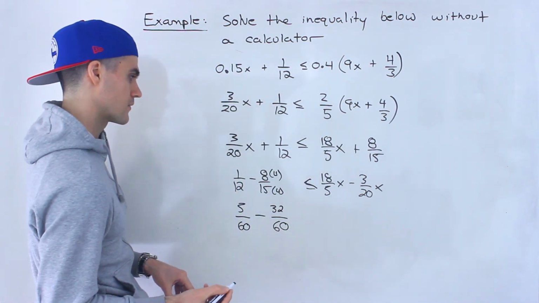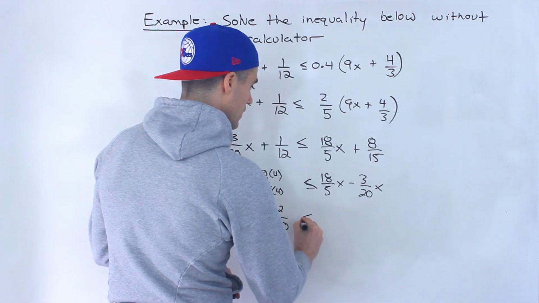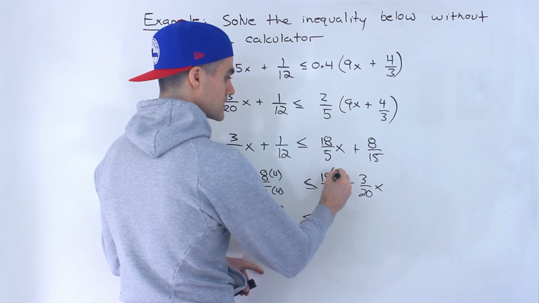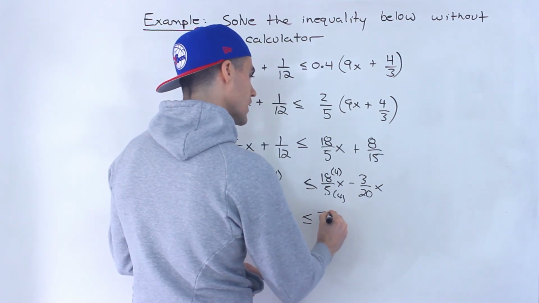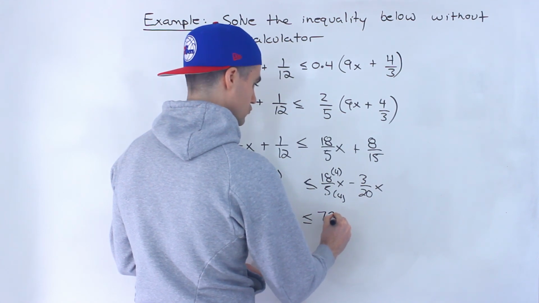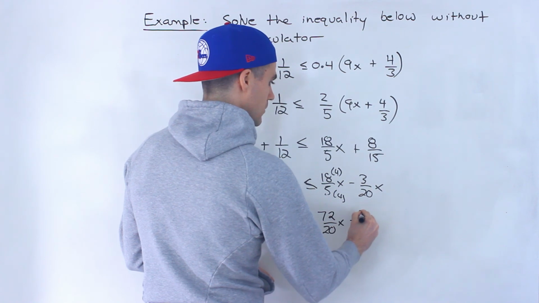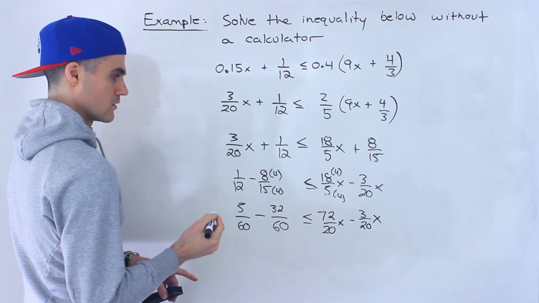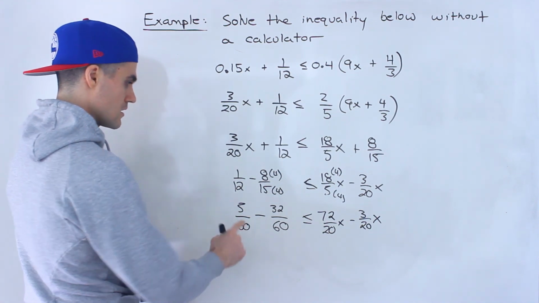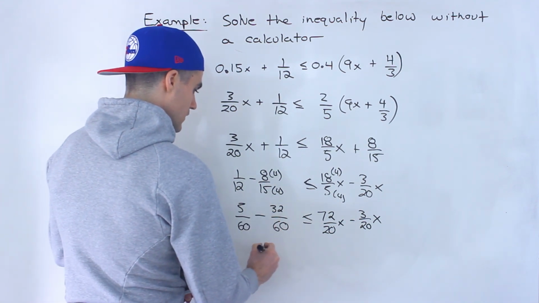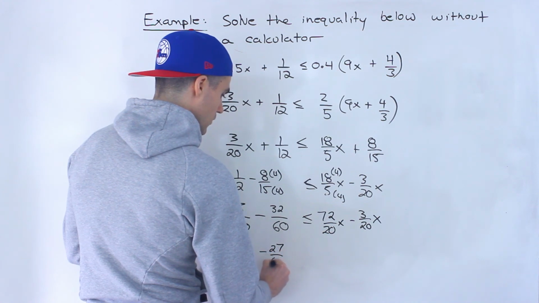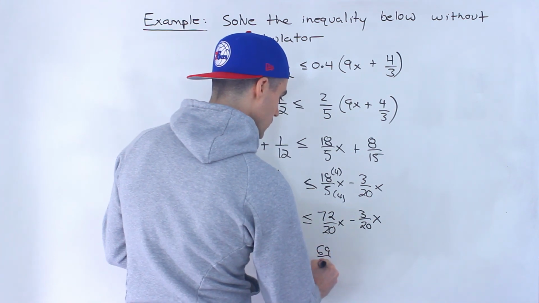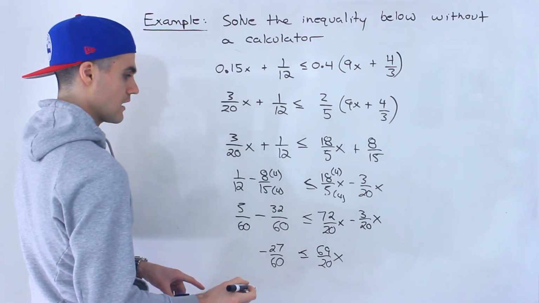over 60, like that. And then from here, 20 would be the lowest common denominator between these. So I'll multiply this by 4, multiply this by 4. So we would have 72 over 20x minus 3 over 20x, like that. Right? So from here, this minus this would give us what? Negative 27 over 60, less than or equal to, this would end up being 69 over 20x, like that.